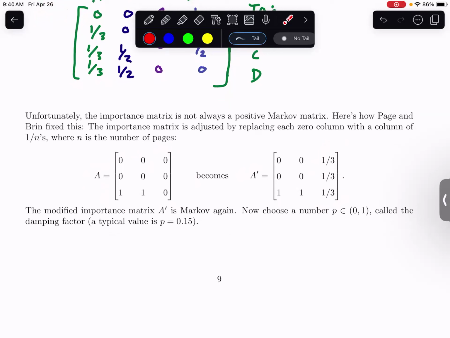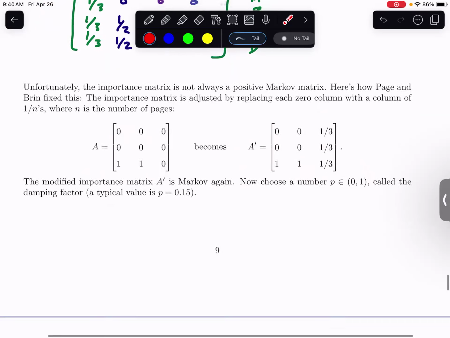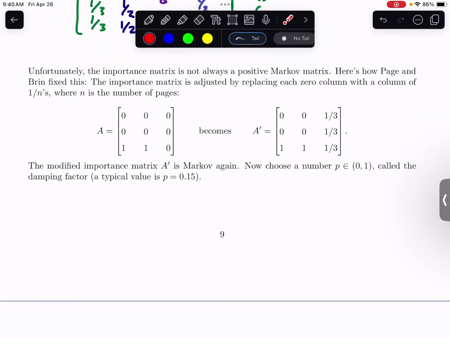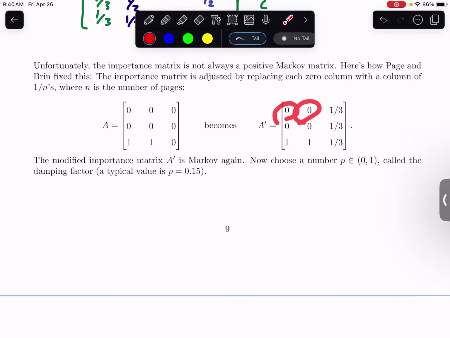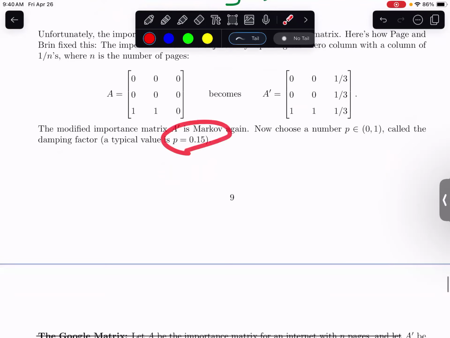And so this still isn't all positive entries though, obviously. Like we still have 0, 0, 0, 0 here. So we need to do some further work to determine another positive Markov matrix that will get rid of these zeros. And so what they did is they're going to modify this A prime again. So we're going to take a number P from 0 to 1. So this is really just a probability called the damping factor. And a typical value is apparently P equal to 0.15. So this is like 15%.